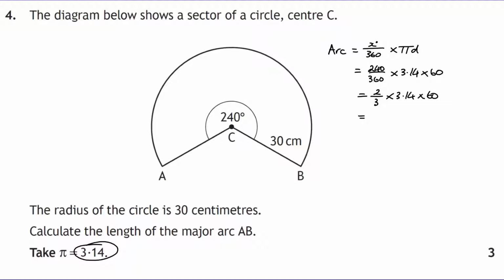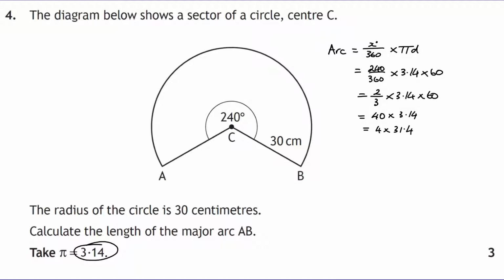And remember, when you're multiplying, you can do it in any order. So it's easiest to leave the 3.14, which is the most difficult part, to last here. So we're going to do 2/3 of 60 first. 60 divided by 3 is 20, times 2 is 40. So we end up with 40 times 3.14. And then that gives us 4 times 31.4.